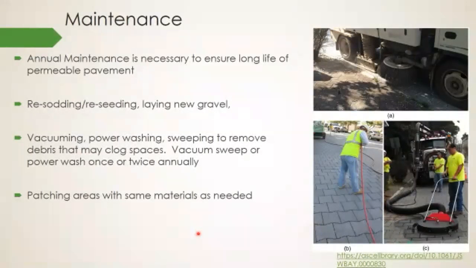And we'll talk about maintenance quickly here. So annual maintenance is going to be a necessary yearly activity to ensure the longevity and function of our permeable pavement systems. So if it's an open block grid or green grid like we talked about with Missouri Botanical Garden, those will need to be periodically resodded or reseeded. Or if it's a plastic grid with gravel, we'll need to periodically lay new gravel every few years as it's going to migrate inevitably.